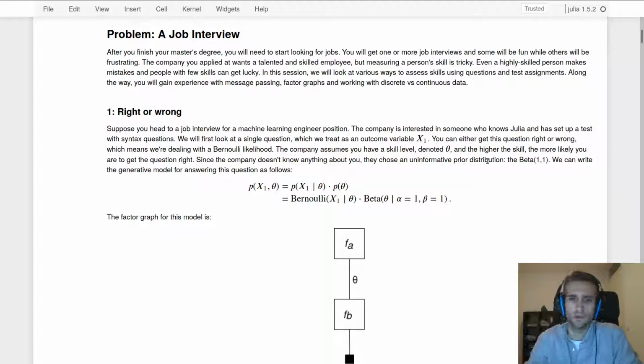So think of this as true, false statements, multiple choice, or any other question you can get right or wrong. So we start with an outcome variable, x1, that can be 1 for right, 0 for wrong. And we have a prior on that, a beta distribution theta. The higher theta gets, the more likely are you to get the question right. And so in general also, the larger theta is, the more skill you are perceived to have.